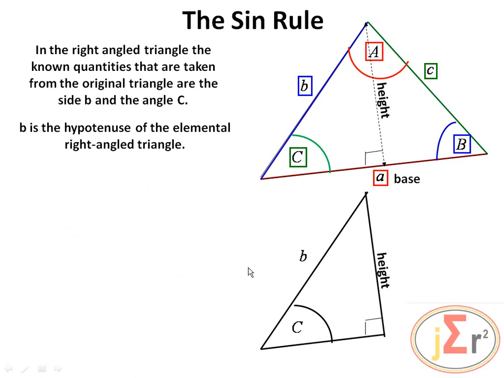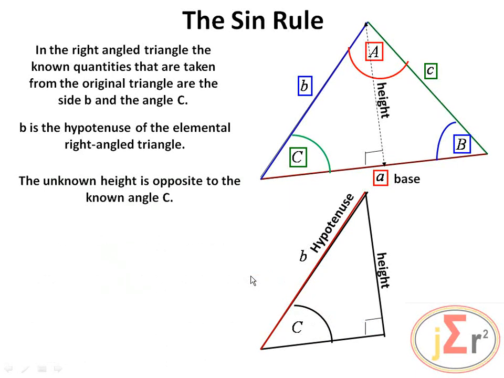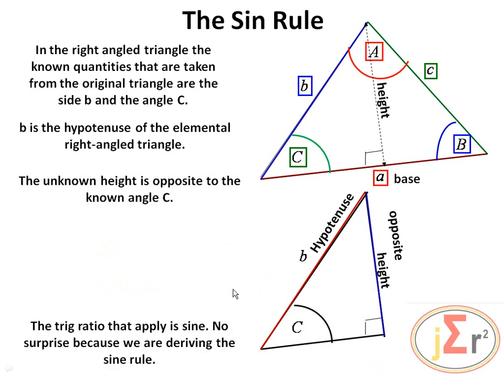B is the hypotenuse of the elemental right angle triangle. So B is the hypotenuse, the side that is opposite to the right angle. And the height that we have there is opposite to the angle C. So the angle C, we have it right there, and the height is opposite to it. That is the opposite. So of course we are looking now at opposite and hypotenuse.